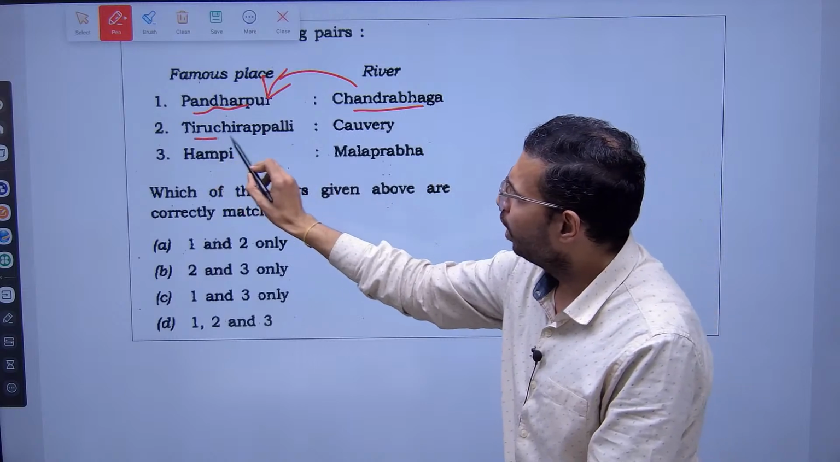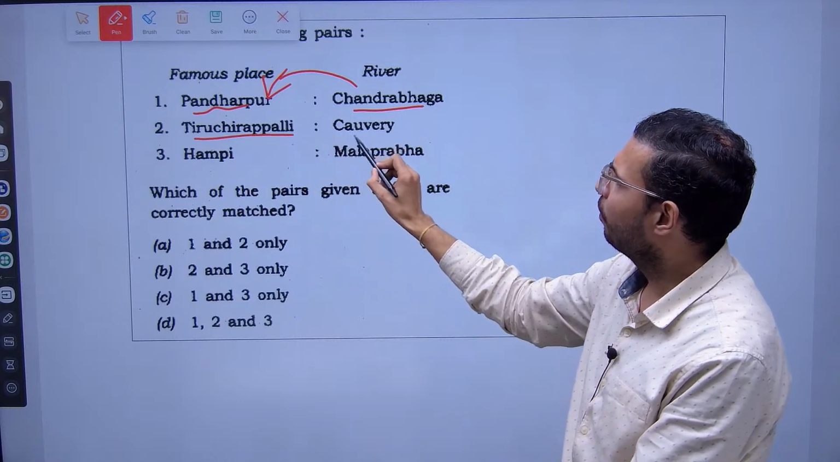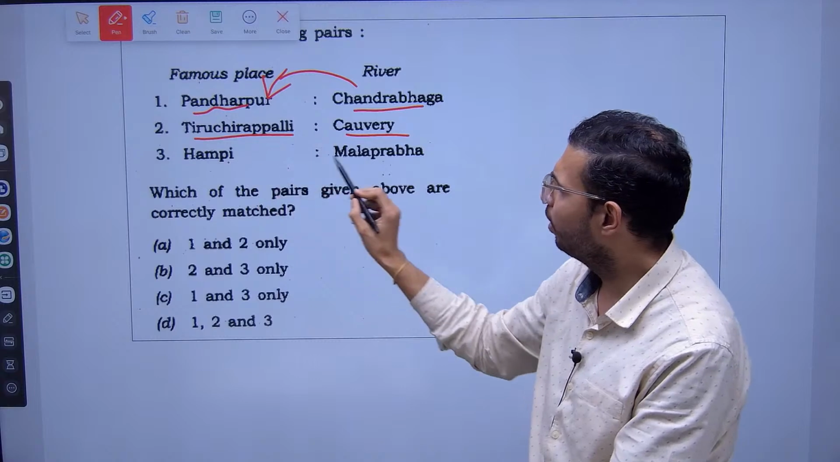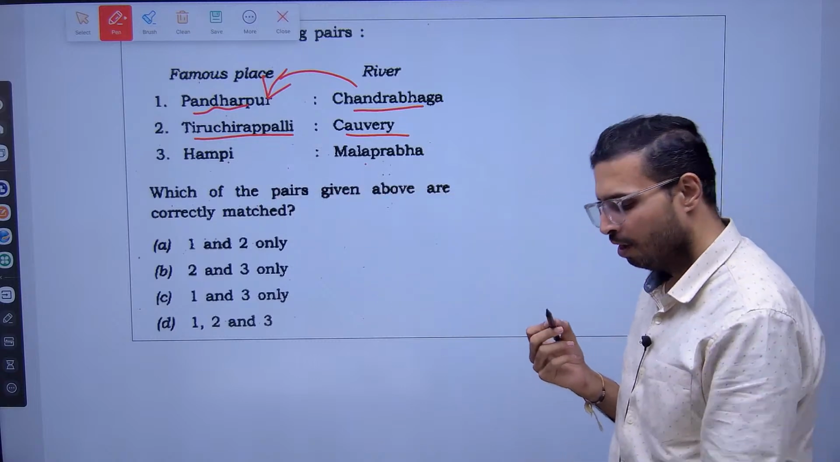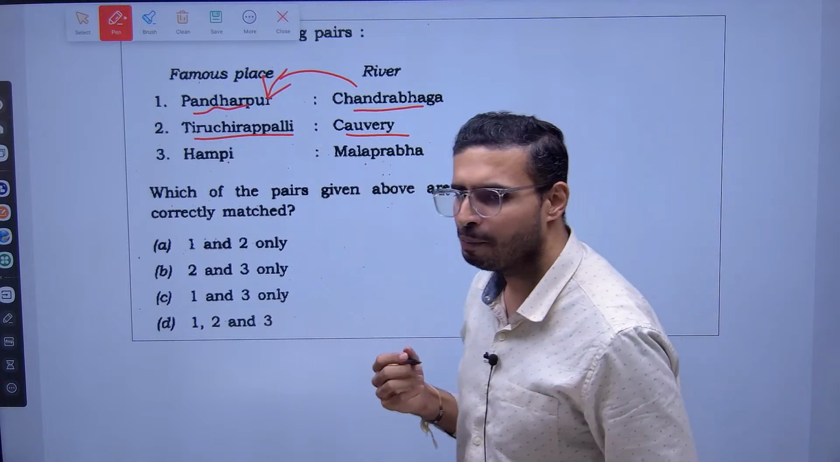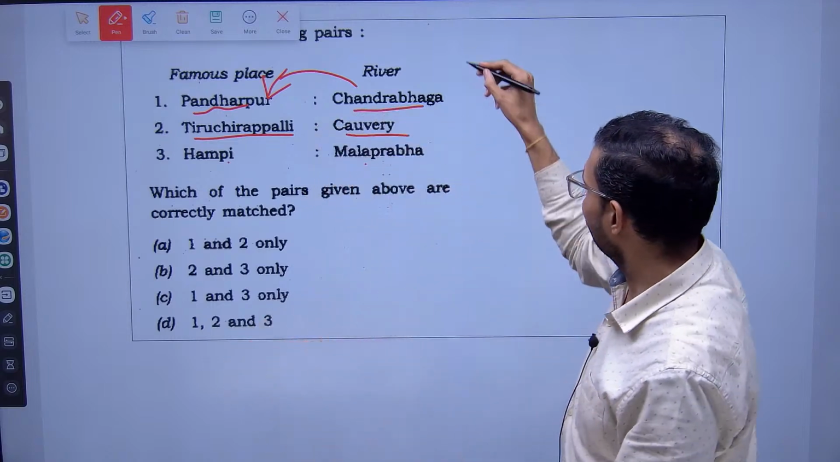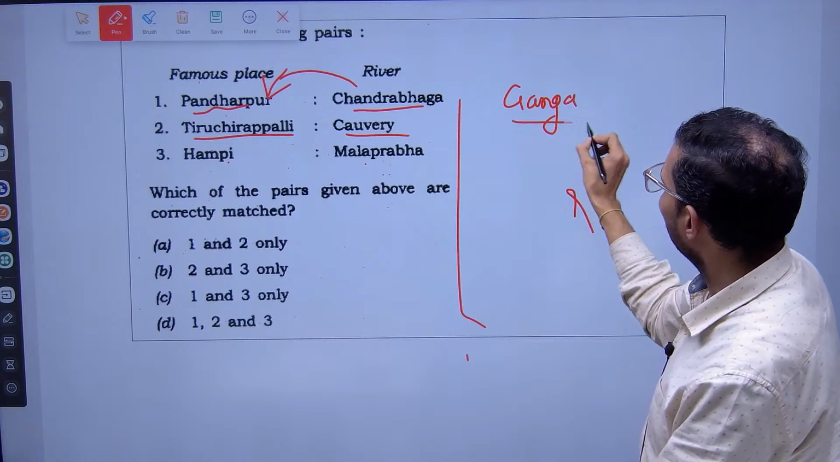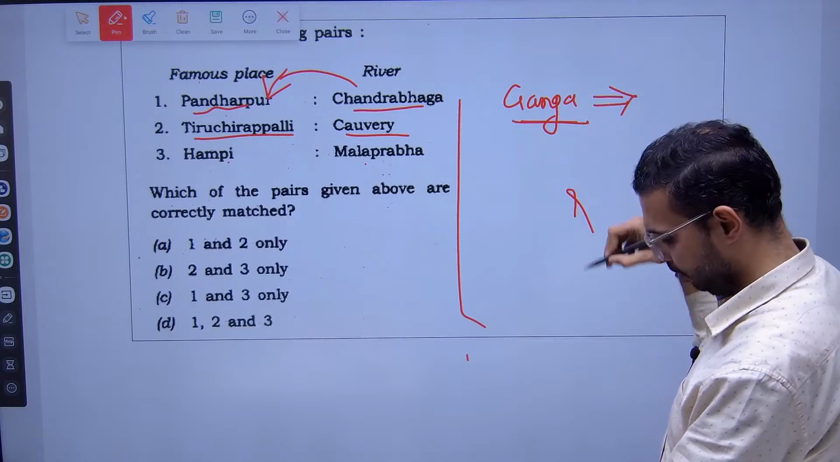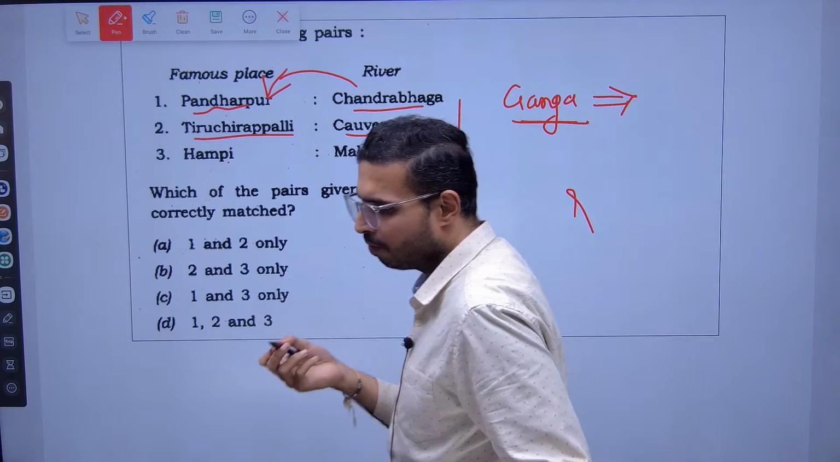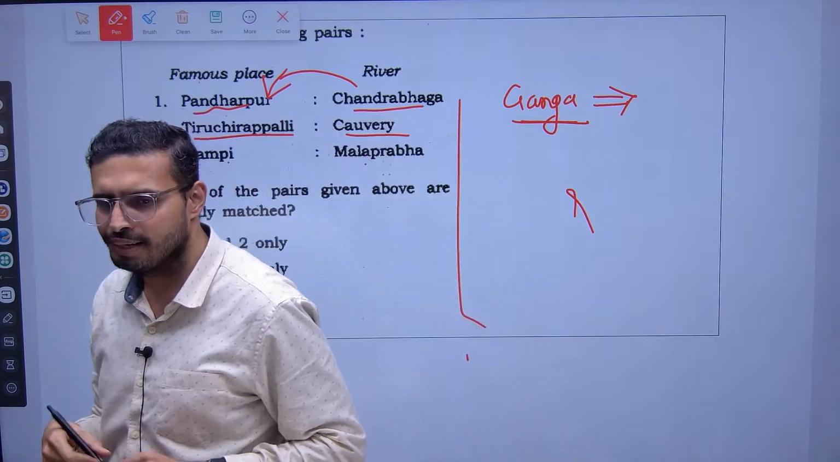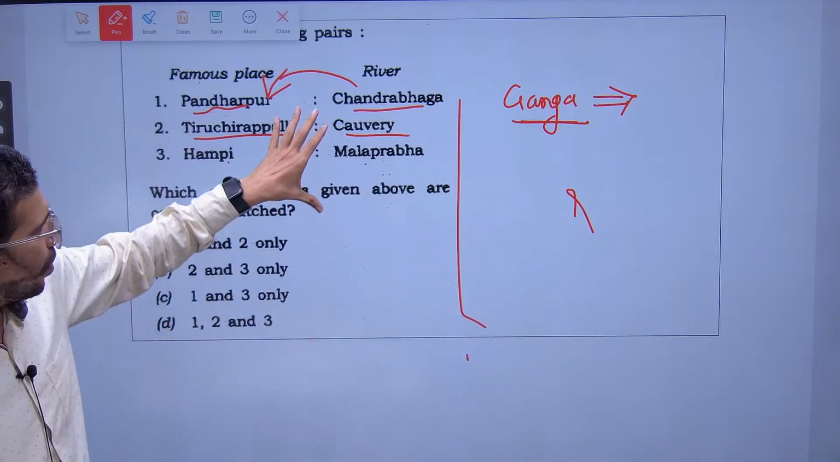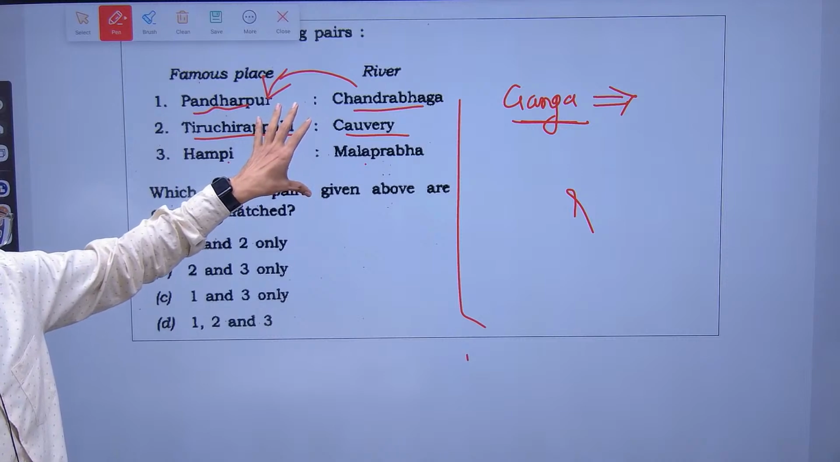Is Tiruchirappalli, or Trichy, situated on the river Kaveri, or on the same course as Hampi? So we should know which place is situated on the banks of which river. If we consider the Ganga river system, can you name the places situated on the banks of river Ganga? Now this is reverse engineering, like the same question they asked in the previous year.